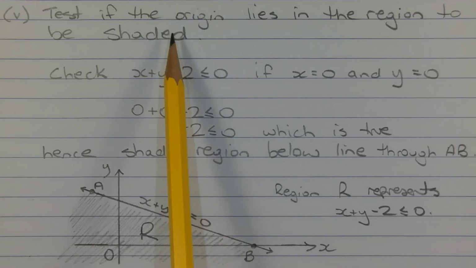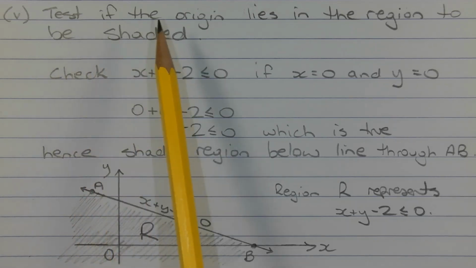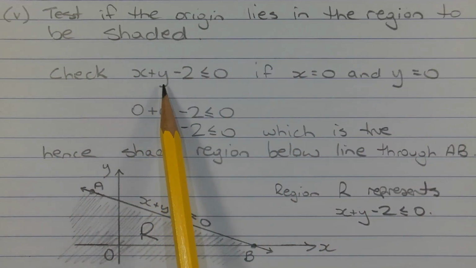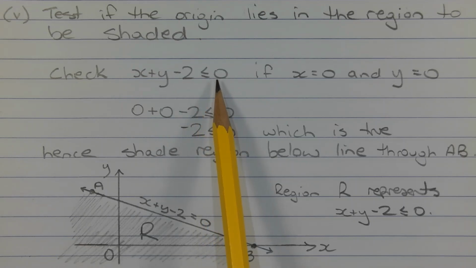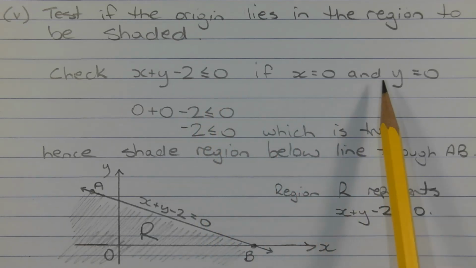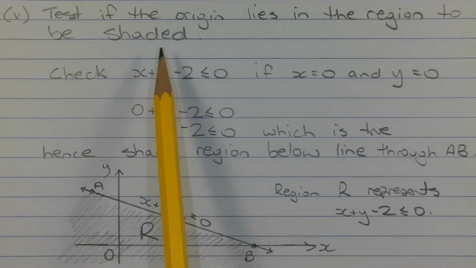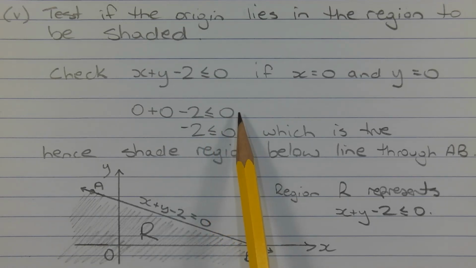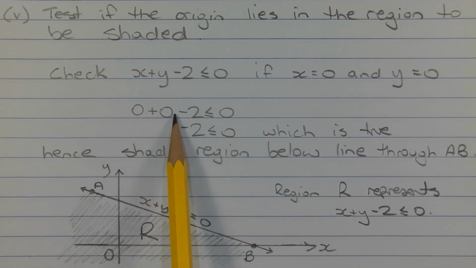Now I'm going to choose the origin, and I'm going to test if the origin lies in the region to be shaded by checking if the inequality x plus y minus 2 less than or equal to 0 is true if x equals 0 and y equals 0, since they are the coordinates of the origin. So substituting 0 for x and y on the left hand side, we get 0 plus 0 minus 2 less than or equal to 0. Now 0 plus 0 minus 2 is -2, and -2 is less than or equal to 0.